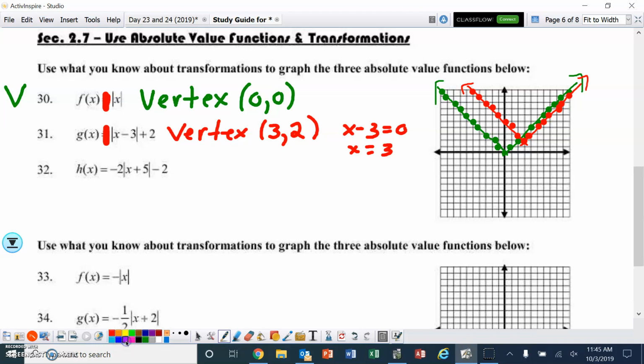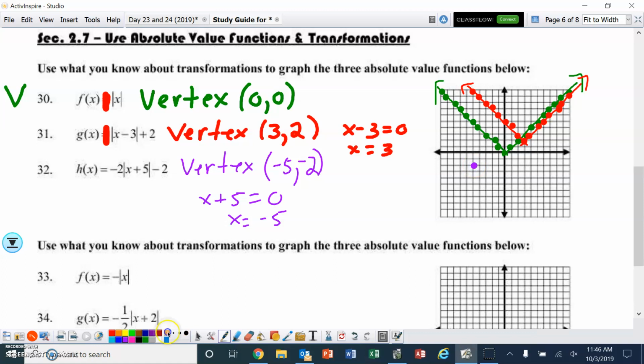Okay, the next one I'll do in purple. So again, what do we know about the vertex? All right, well, what makes x plus 5 equal 0? That would be negative 5. So negative 5 is our x value, and the y value is going to be the negative 2. All right, so I'm going to put a dot at negative 5, negative 2. So left 5 and down 2. All right, so there's our vertex.